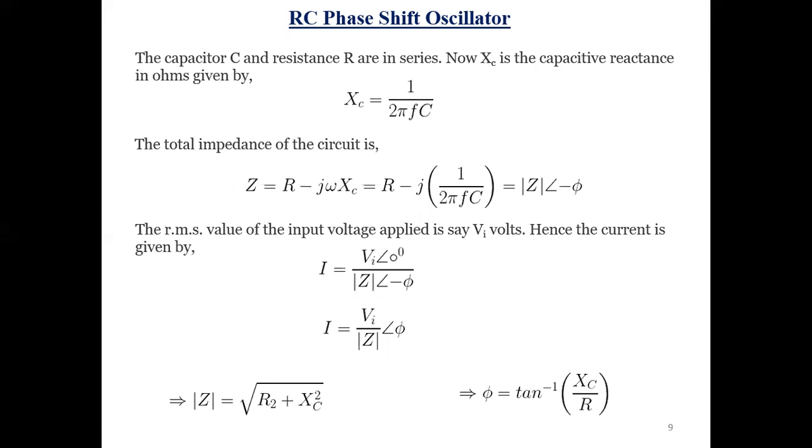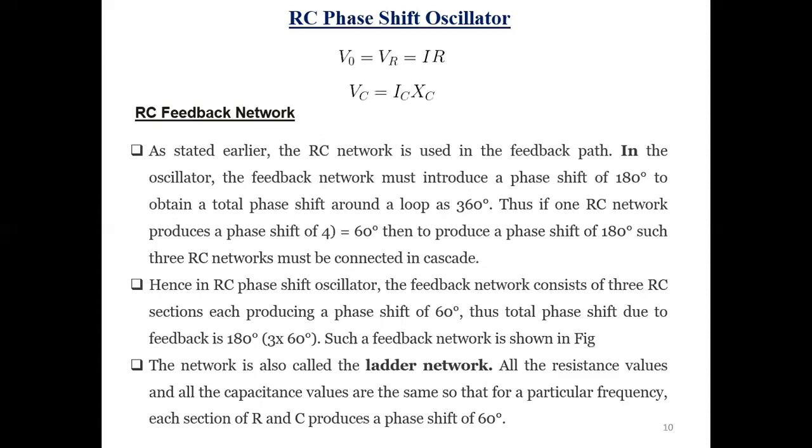The RMS value of the input voltage applied is say Vi volts. Hence, the current is given by I = Vi∠0°/Z. The total impedance magnitude is Z = √(R² + Xc²), and the phase angle is φ = tan⁻¹(Xc/R). The voltage across the capacitor Vc depends on I times Xc.